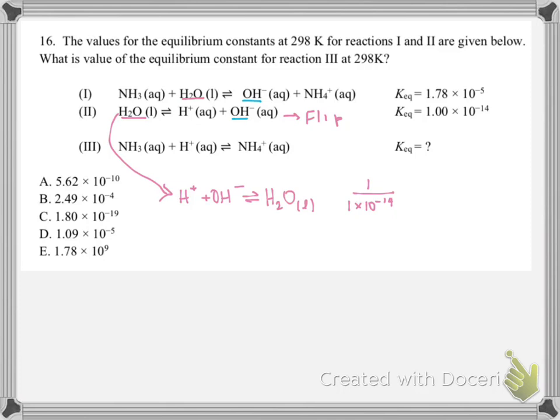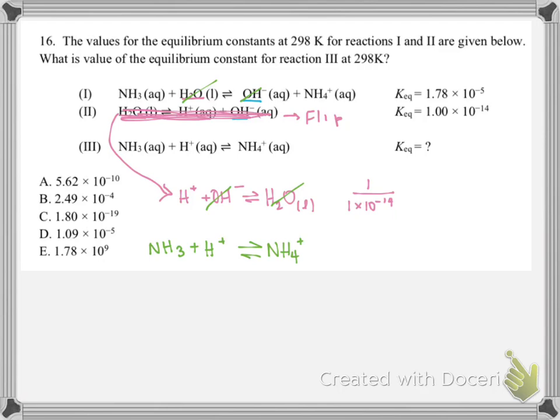And you can see, if we combine the first equation and our new equation, we can see that our hydroxides would cancel and the waters would cancel. And so we would indeed just have NH3 from above plus the protons, making the NH4 plus.